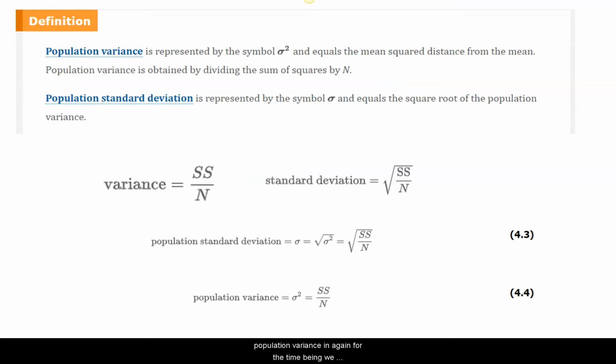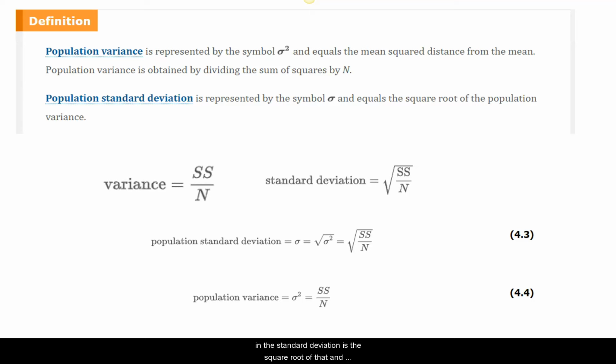So my population variance, and again, for the time being, we're speaking only of population variances and standard deviations, is represented by the symbol lowercase sigma squared and equals the mean square distance from the mean. The population variance is obtained by dividing those sum of squares by n, and the standard deviation is merely that square root. So the variance is the sum of squares divided by n. The standard deviation is the square root of that.